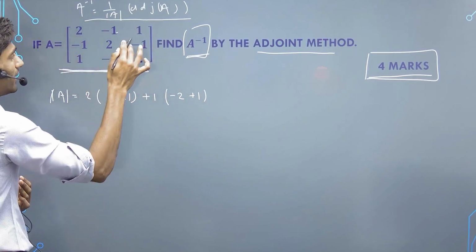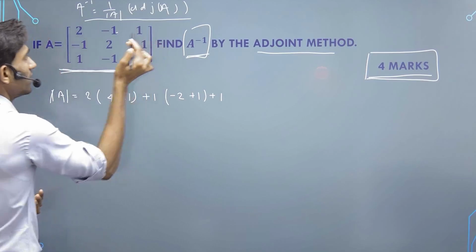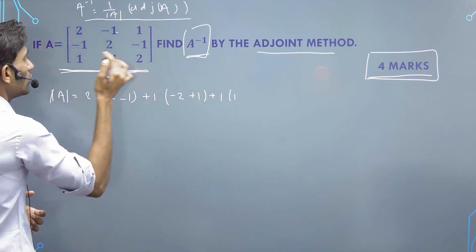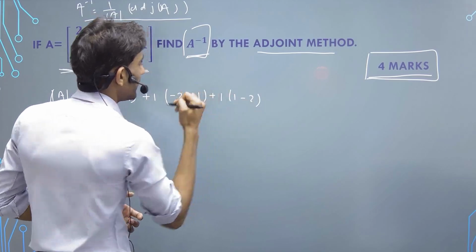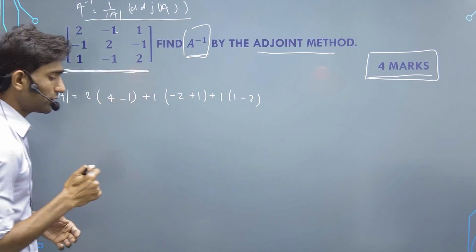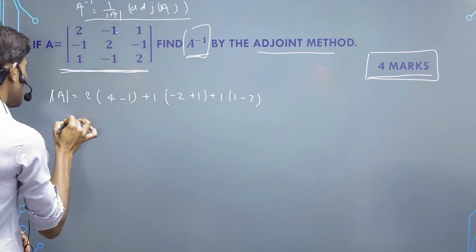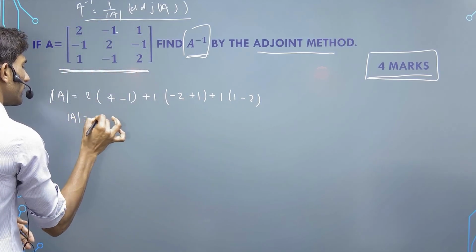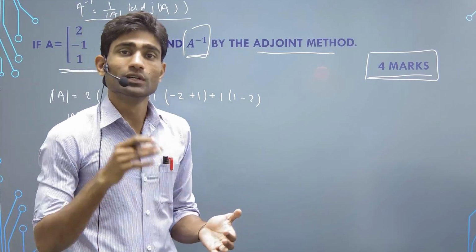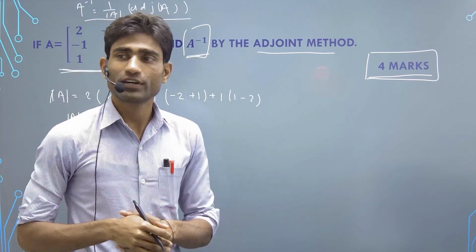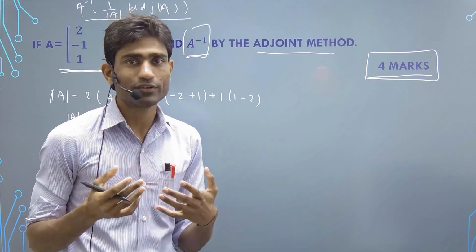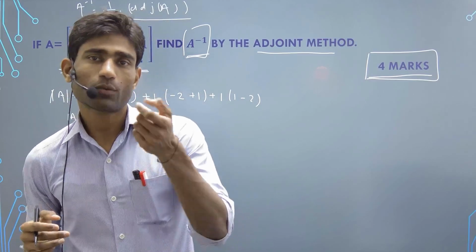Then with respect to the last element, plus 1, take this 2 by 2: minus 1 which comes as 1, and 2 into 1 minus 2. This is the value for the determinant of A. If you calculate this, you will get the determinant of A as 4, which is non-zero. If the determinant is non-zero, then and only then can we proceed to find its inverse.